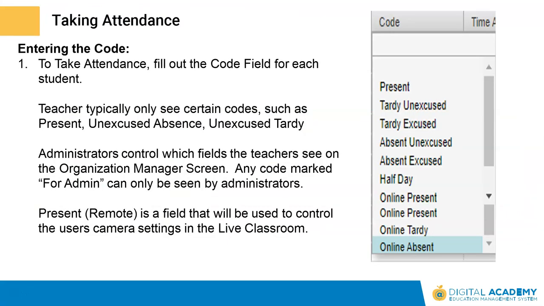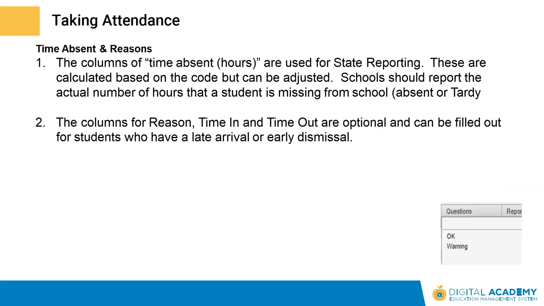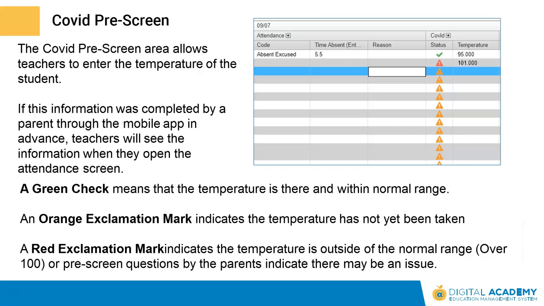To take attendance, select one of the options from the code drop-down. You may not see all codes, as teachers can be set up to see only certain codes. Administrators will see all codes that they have set up. When you pick a code, if the code is for absent or tardy, the system may calculate the time absent in hours if that has been set up. Teachers can override this, and administrators can override this by typing into that field. You can also enter data into the reason, time in, and time out fields.